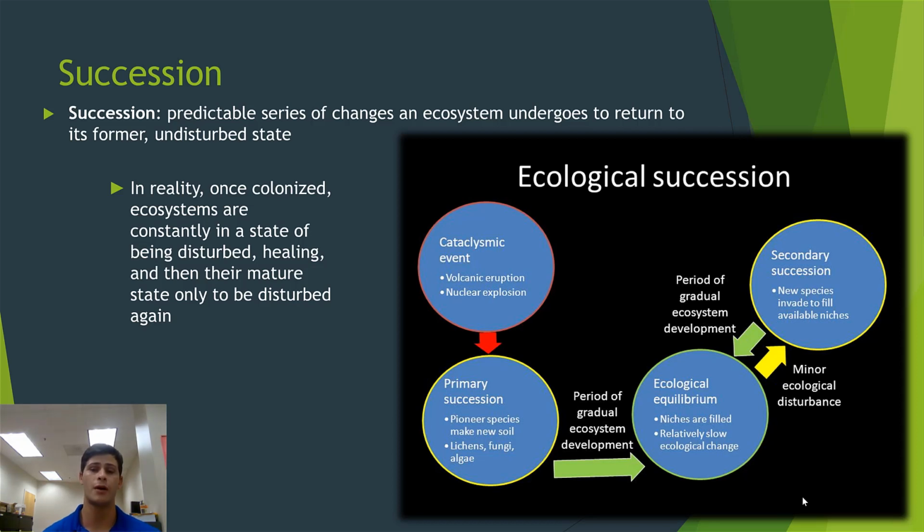In reality, once colonized and brought to a mature climax community, ecosystems are constantly in a state of being disturbed and then healing, reaching the climax community, and then being disturbed all over again. So while primary succession is fairly linear, secondary succession and climax communities are constantly cycling back and forth. Very, very seldom do you encounter a mature climax community which hasn't been disturbed in the last 4 to 5 years, at least in some small way. So again, while primary succession is largely linear, secondary succession is kind of a constant ongoing battle between an ecosystem in equilibrium and what disturbance events are common in that area.